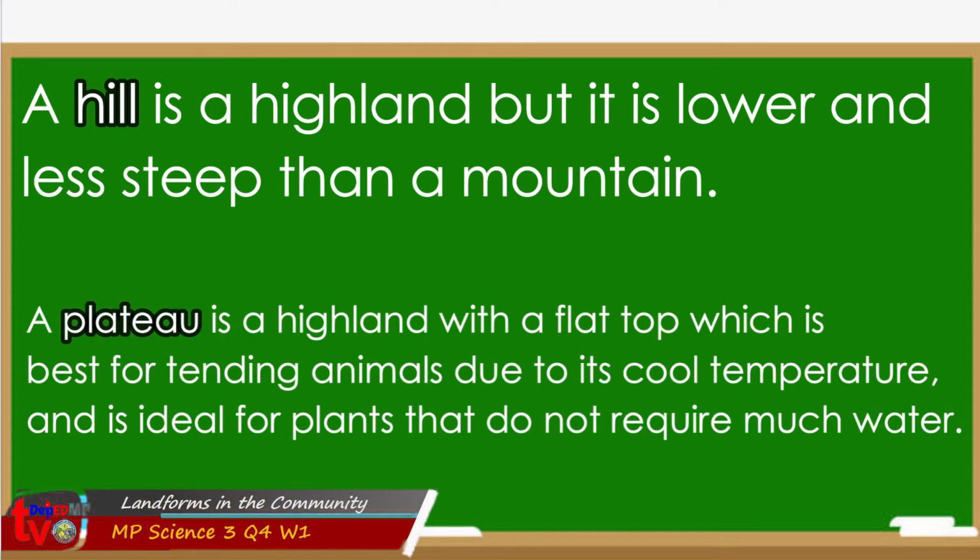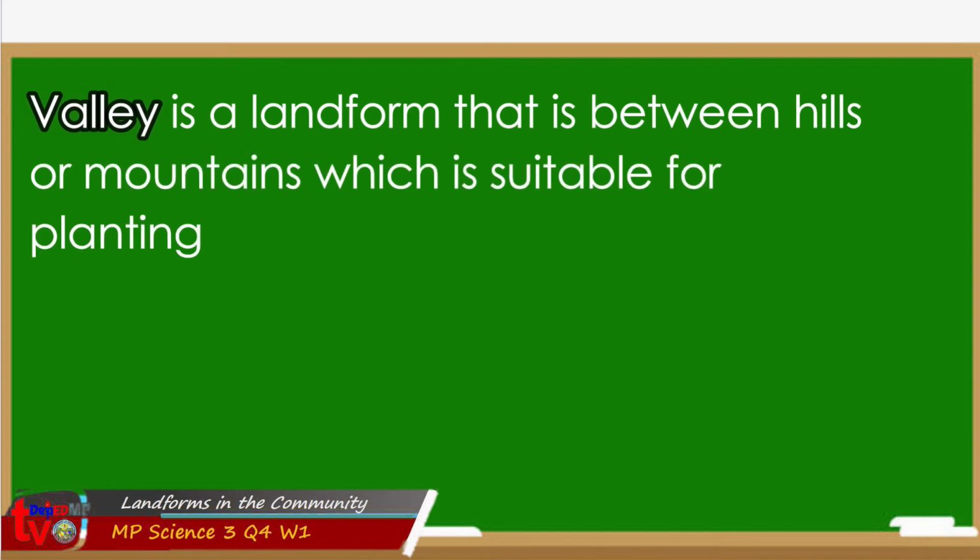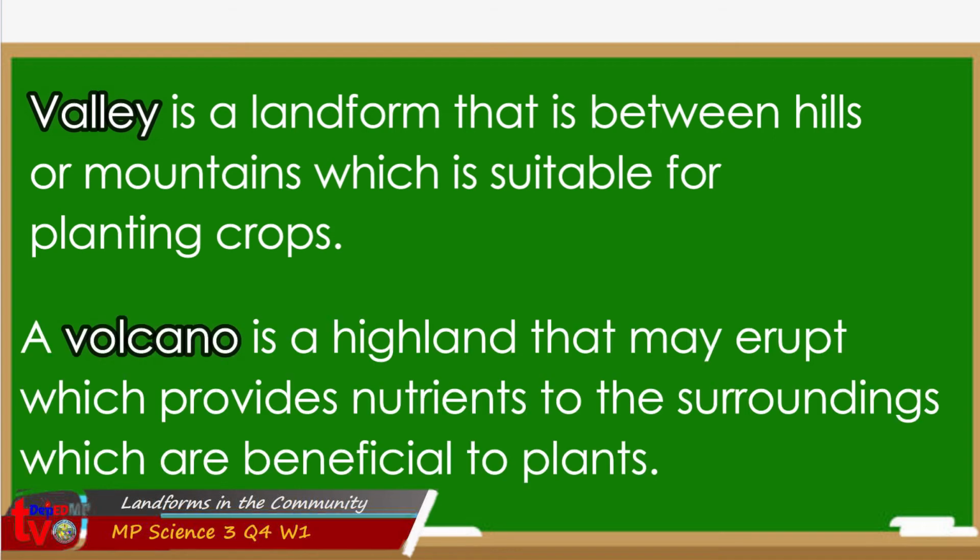A plateau is a highland with a flat top, which is best for tending animals due to its cool temperature and is ideal for plants that do not require much water. Valley is a landform that is between hills or mountains, which is suitable for planting crops. A volcano is a highland that may erupt, which provides nutrients to the surroundings, which are beneficial to plants.